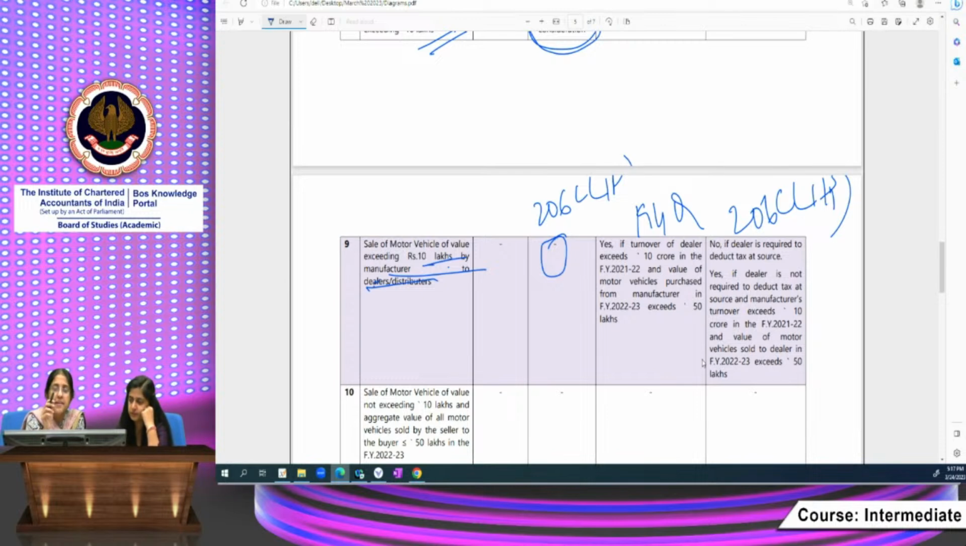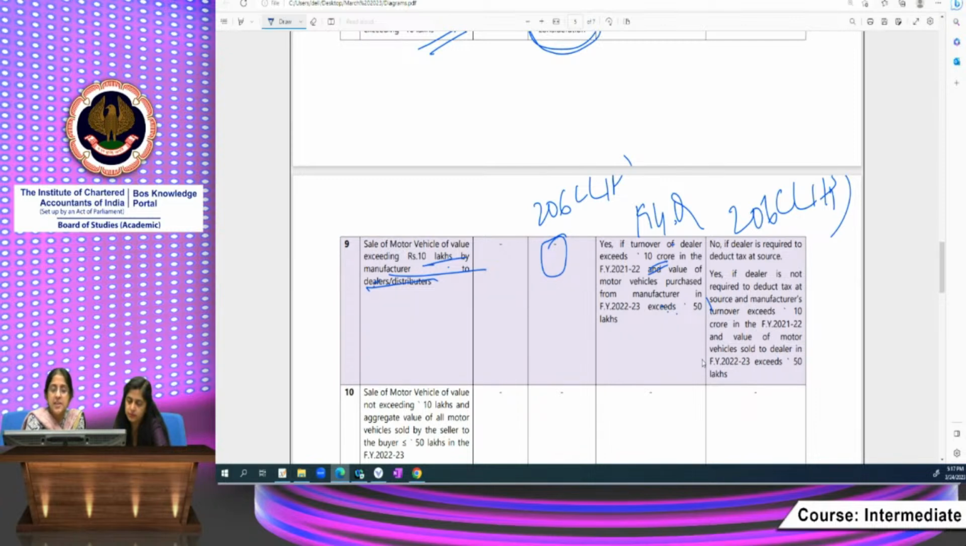Yes, provided the turnover of the dealer in the previous year 21-22 exceeds 10 crore and the value of motor vehicles purchased exceeds 50 lakhs. If it does not exceed 50 lakhs, then nothing will be attracted. Everywhere it will be exempt. Even if it exceeds 50 lakhs, if the dealer's turnover is less than 10 crore, then 194Q will not be attracted. Then what will happen?